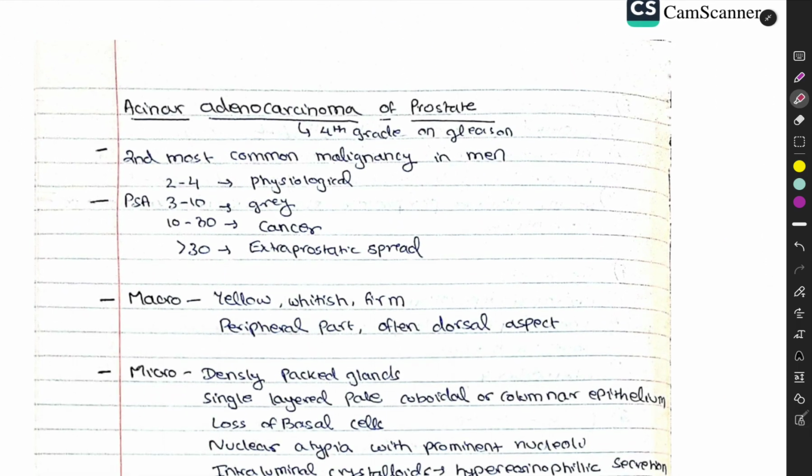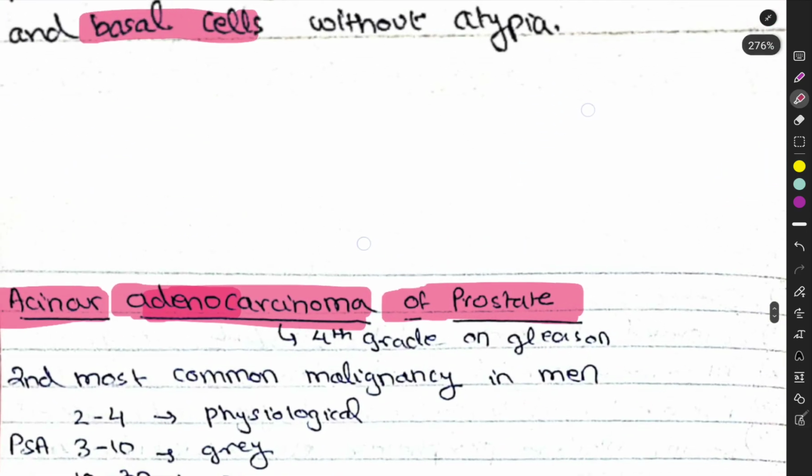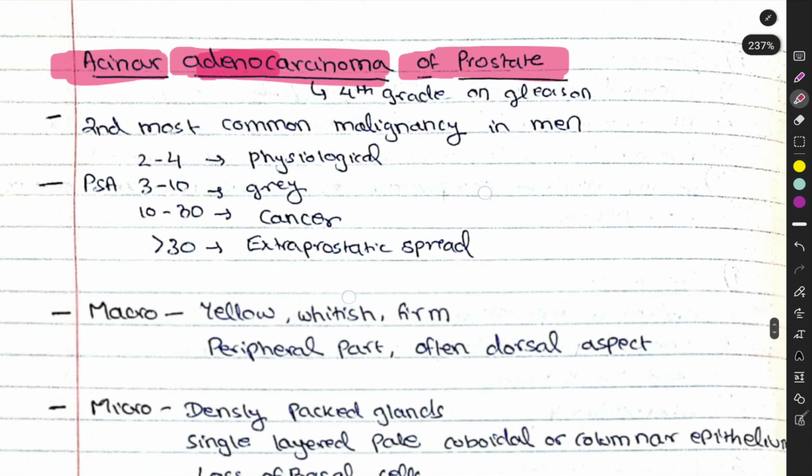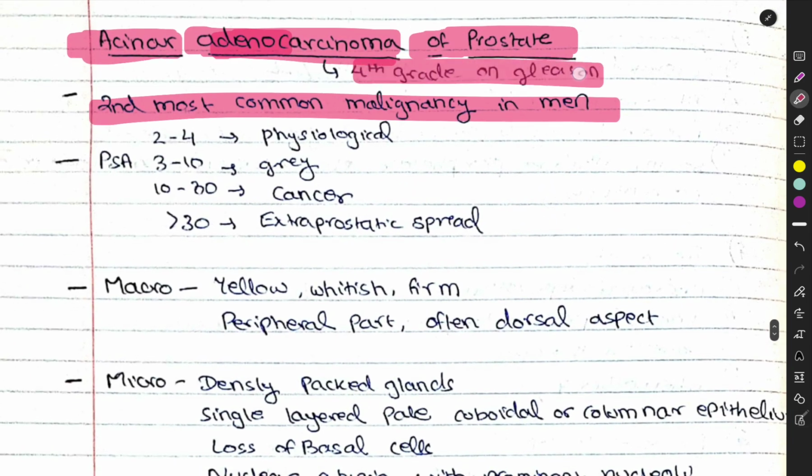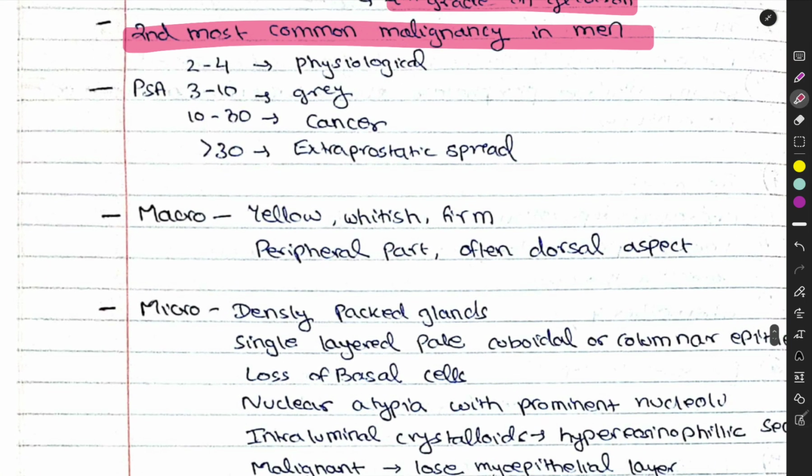Okay, now this one is cancerous. Acinar, that's what the glands look like. Adeno, because it's a gland. Carcinoma, because it's a cancerous gland of the prostate. Fine. It's the second most common malignancy in men. Talked about it. It's a grade 4 on Gleason.